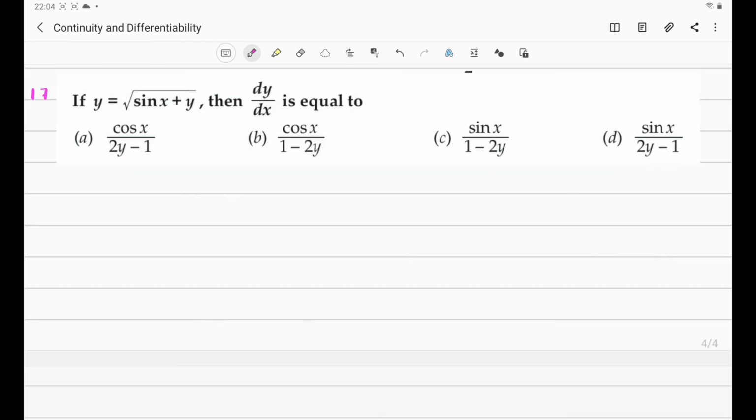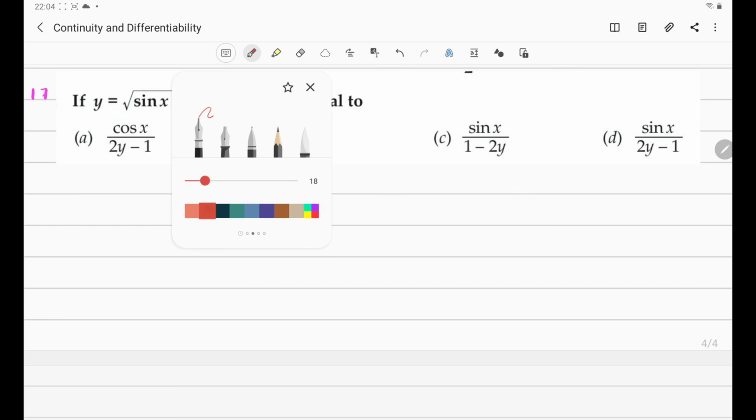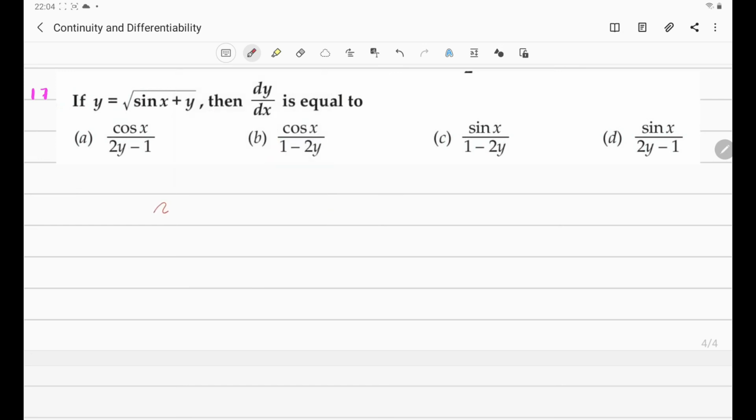Question number 17. If y is equal to root over sin x plus y, then dy by dx is equal to. So let's square both the sides. So we get y squared equal to sin x plus y. Now differentiating both the sides with respect to x, we get 2y dy by dx is equal to the derivative of sin x, which is cos x, plus dy by dx.